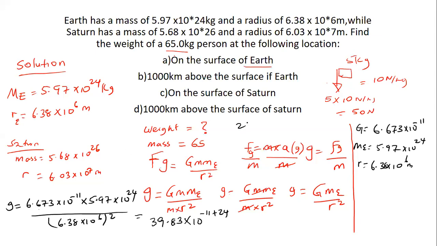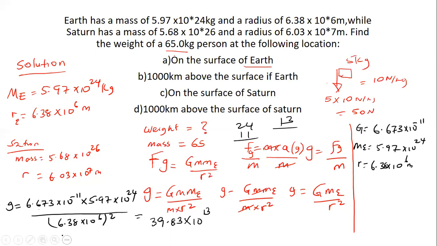Which is the same as 24 minus what? Minus 11. It's going to give you 13, right? So the meaning is you're going to have 39.83 times 10 raised to the power of what? Power of 13. That's the numerator. Now you saw the denominator.